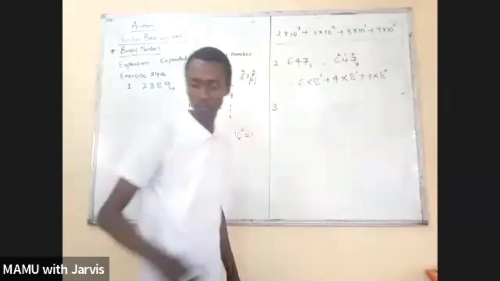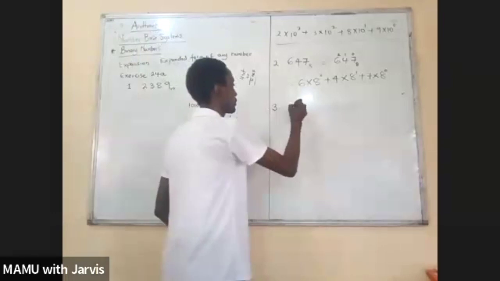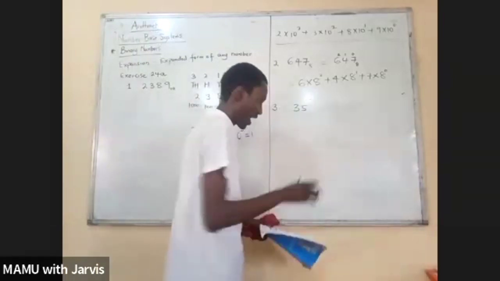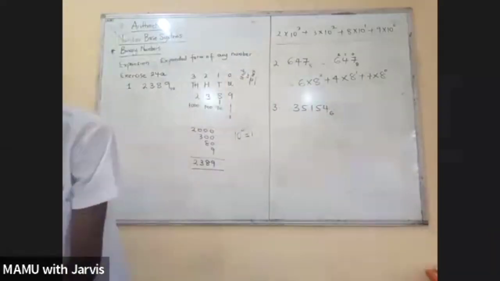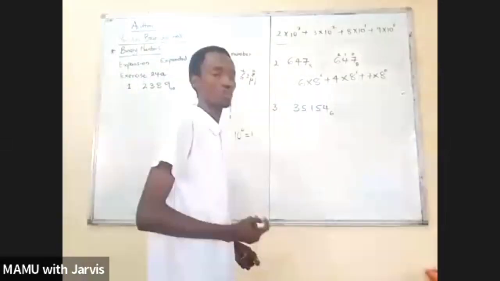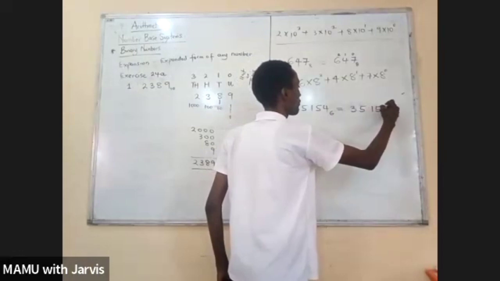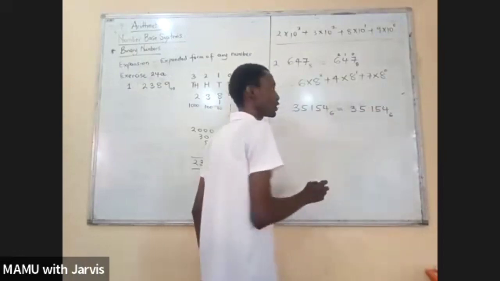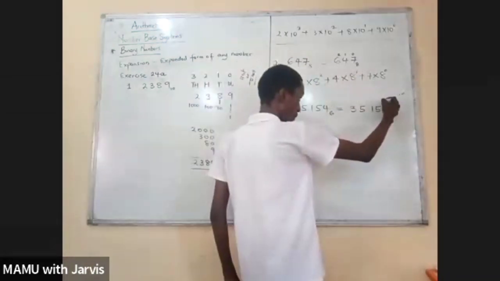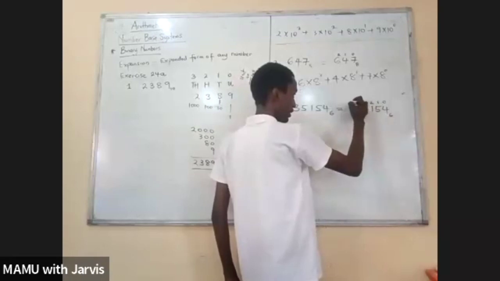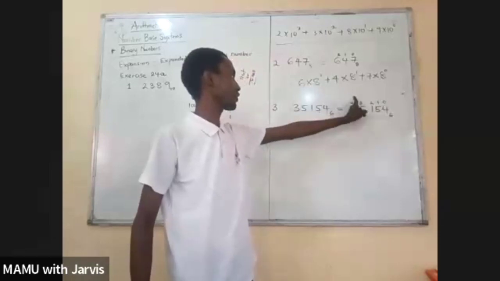So let me take number 3 very quickly. In number 3, we are told 3, 5, 1, 5, 4, base 6. So how do you do that? The same process. Just write 3, 5, 1, 5, 4, base 6. The next thing you do is to fill in your powers. So this position is always 0, 1, 2, 3, 4. Is that okay? 0, 1, 2, 3, 4.